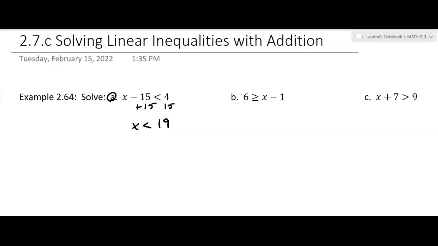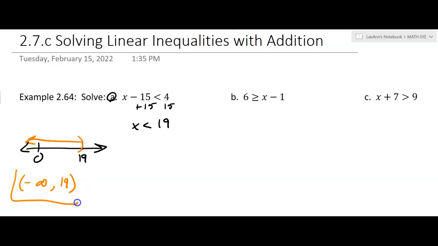Okay, so you can make a number line. Here's 0, here's 19. I'm not going to put 19 little things, but it's going to be all the numbers less than 19. How do we write that in interval notation? It's going from negative infinity to 19, parenthesis. That would be the interval. If they ask you to graph it, there's the graph. A lot of textbooks like you to graph them, but if they don't, then that's okay. You don't have to graph it.